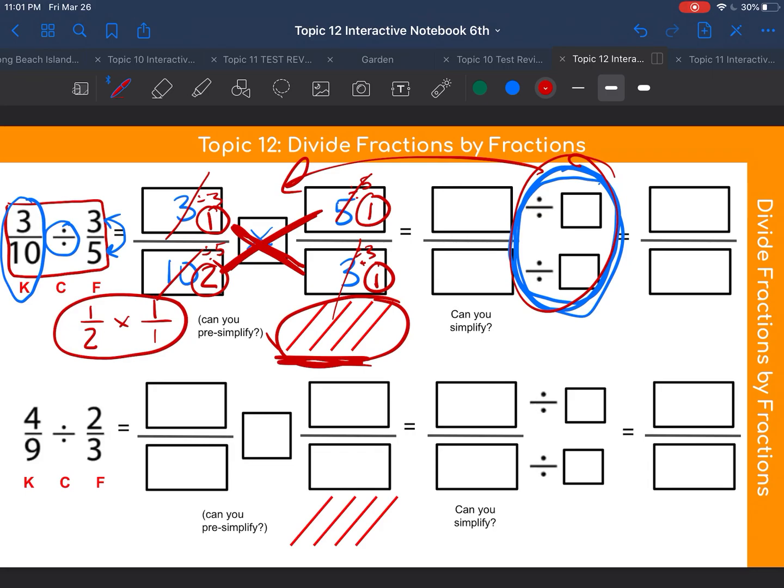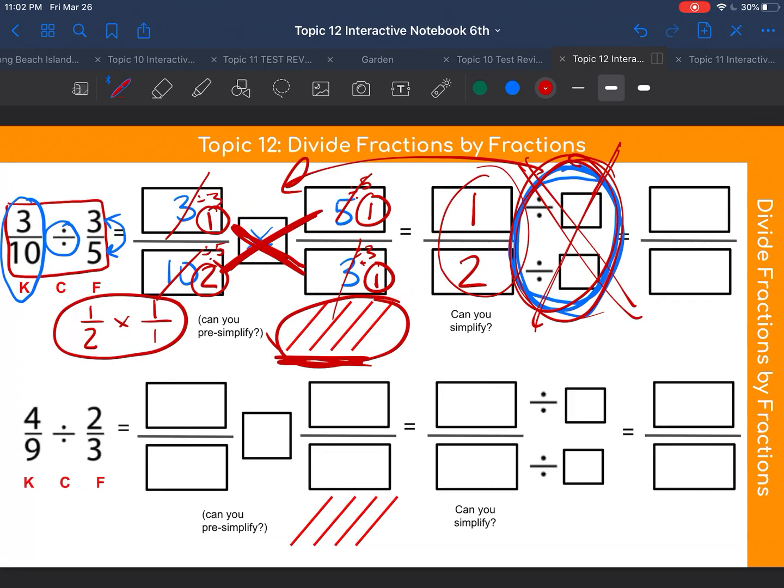Look how easy that is. 1/2 times 1 gives you 1/2. So if you pre-simplify, you will not have to simplify at the end. If you just multiply straight across, you will have to. So that's why I have this template, just in case you don't want to pre-simplify, but I would highly recommend it. So the answer is 1/2.